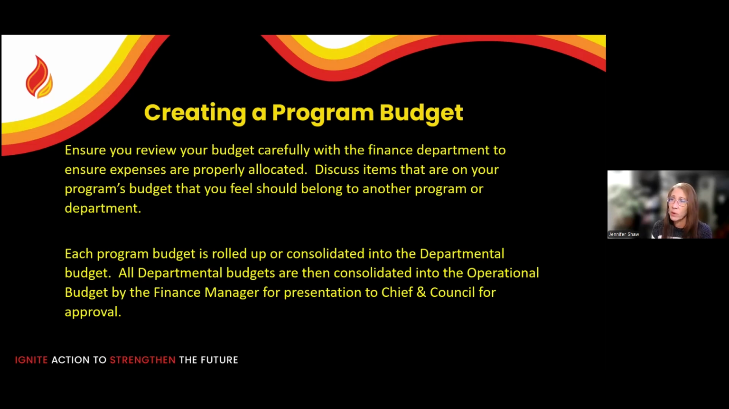So once the program budgets are all done within a department, they're all rolled up or consolidated into an overall departmental budget. Then we go one more step, and each of those departmental budgets are then rolled up or consolidated into one big operational budget. And that is what is presented to Chief and Council for approval.